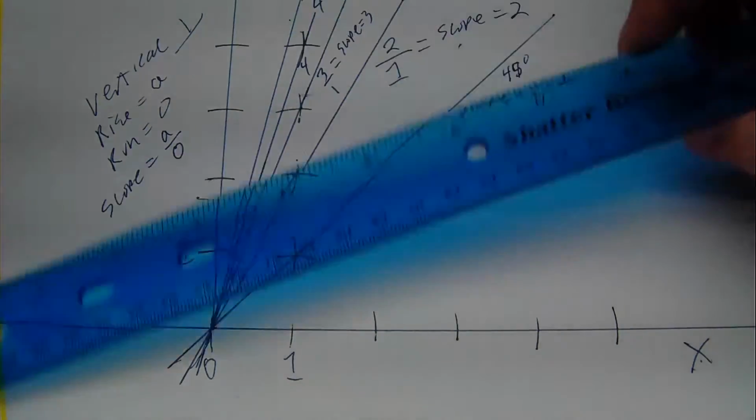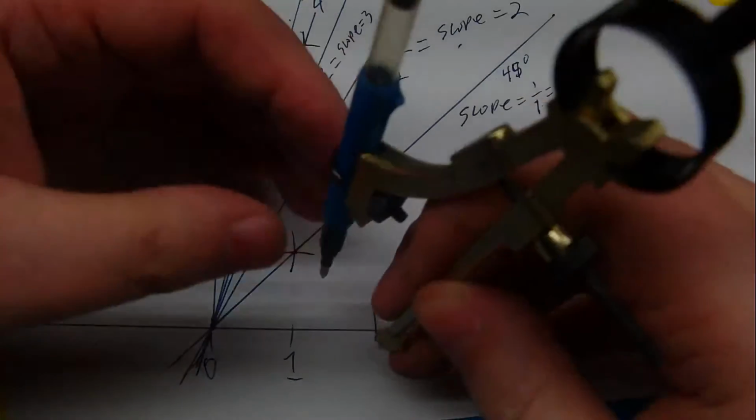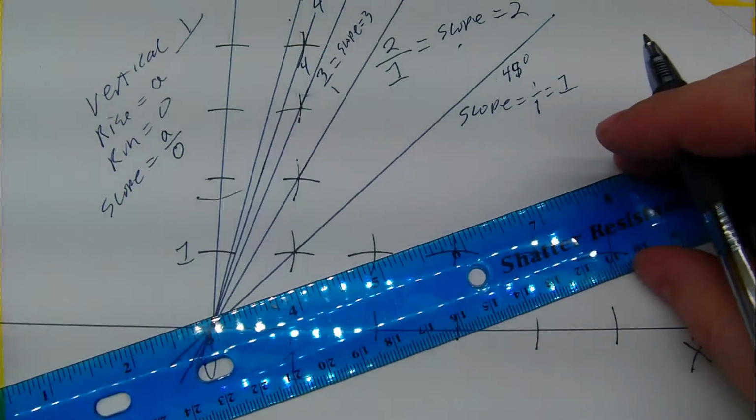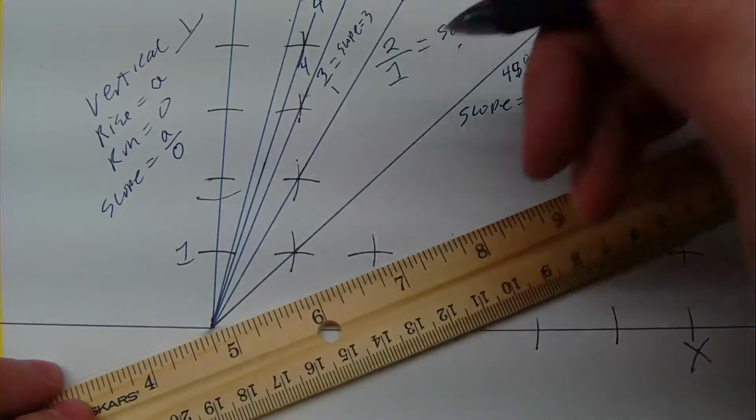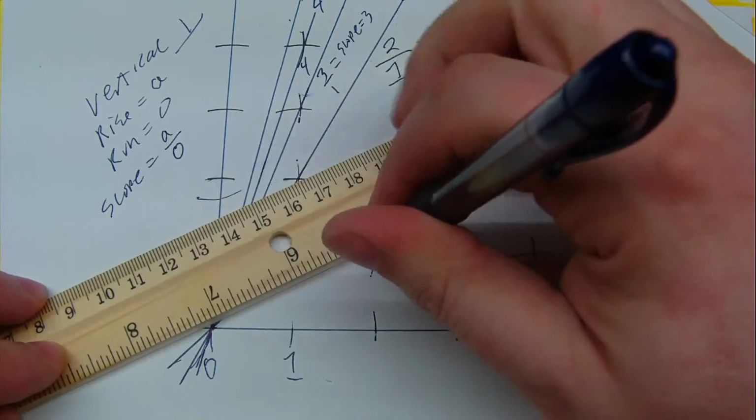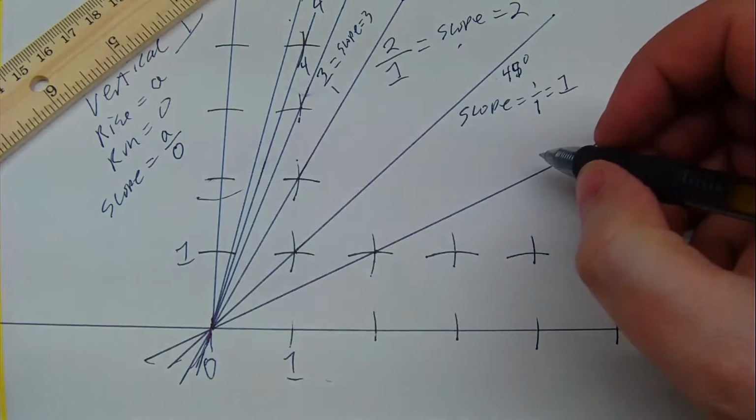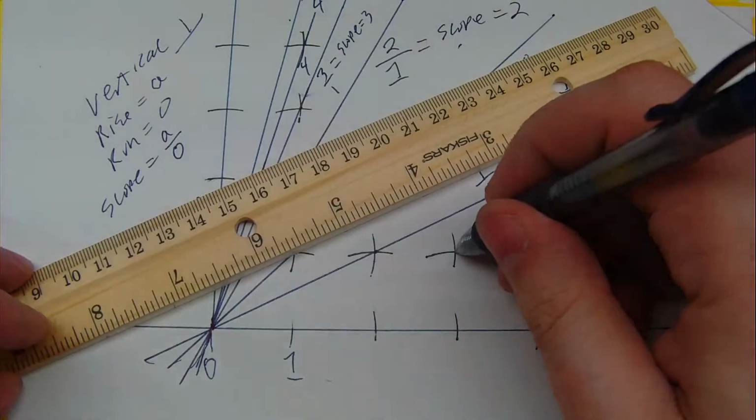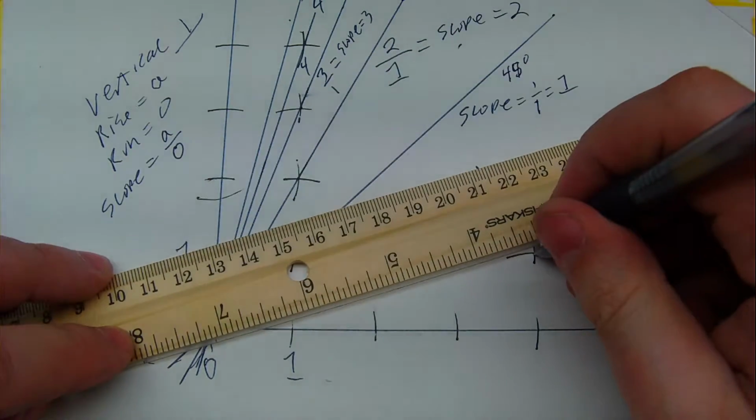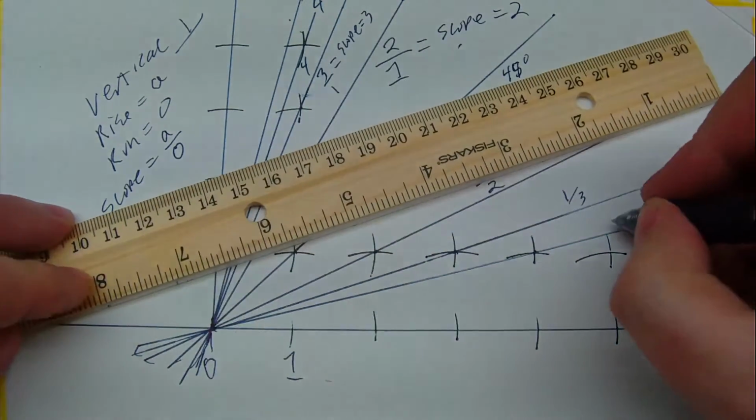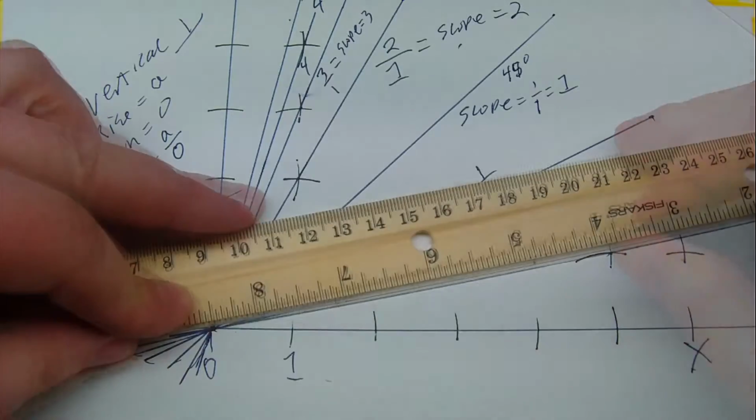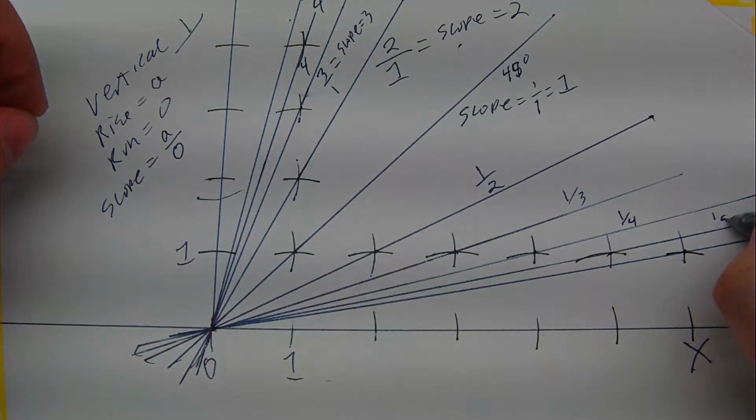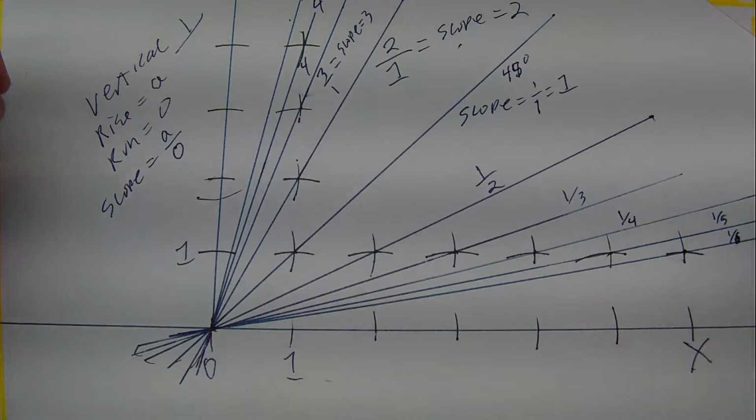Now on the other hand, if I go over instead of up, okay, let me use, just like that. Okay, so now I'm going to start here. This gives me a run of 2 and a rise of 1. So this is a half. One third. 1/4. One fifth, 1/6, and so on.